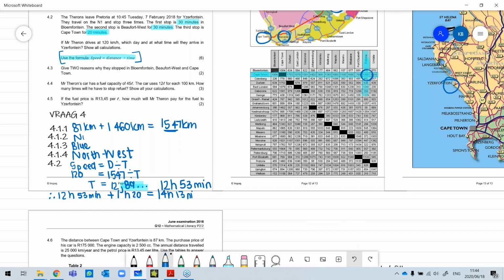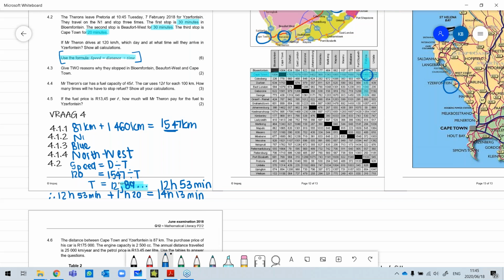Oh, goodness, I wrote minutes backwards. Okay, minutes. Now, the question is still not answered. The question clearly asks us on which day and at what time will they arrive in Eiserfontein. So we have to have a look.